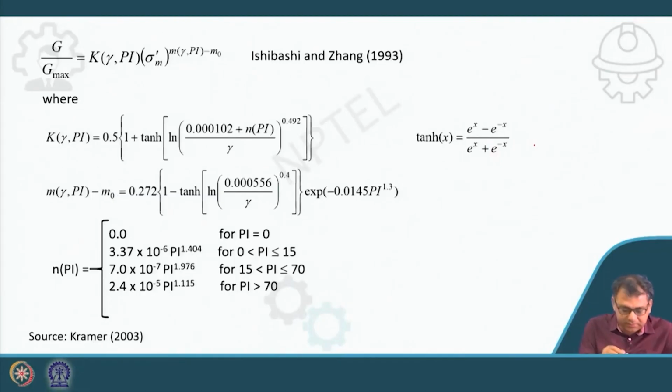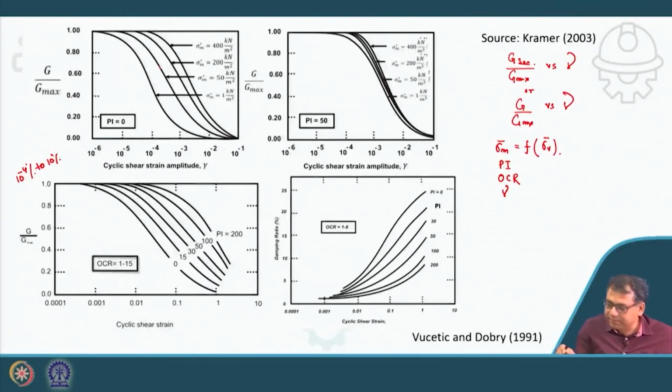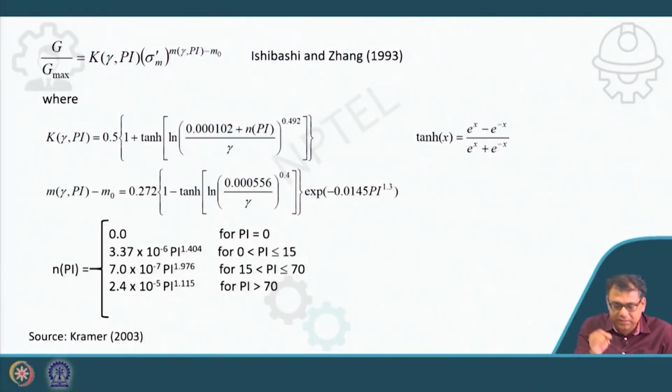So here it is given in the form of again these three major things: this PI, strain, and sigma m dash or sigma m bar, which is actually a function of effective overburden pressure. These three major parameters that I have mentioned here are incorporated in this equation, and if you use this equation you can get the G value at any strain level.